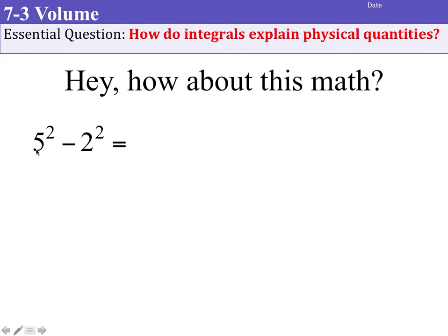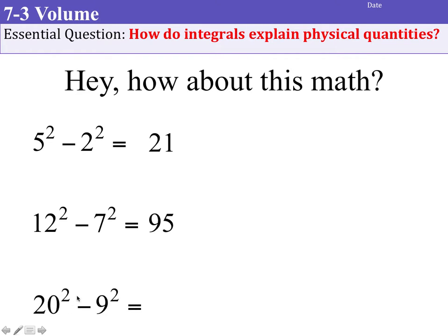of operations. So if we look at this 5 squared minus 2 squared, that is not 3 squared, that is actually 21. So likewise, that's not 5 squared, 95, and this is not 11 squared, this is 319. So these order of operations are going to become important today.